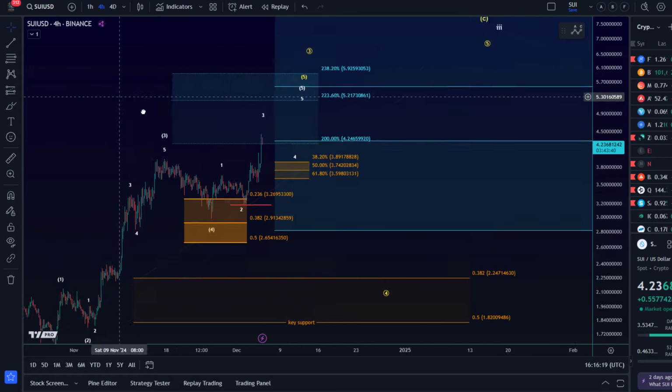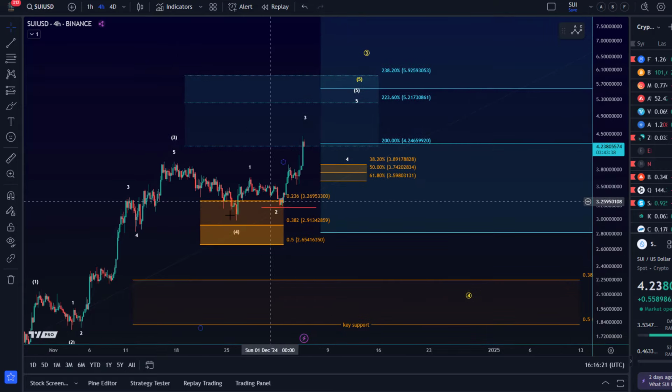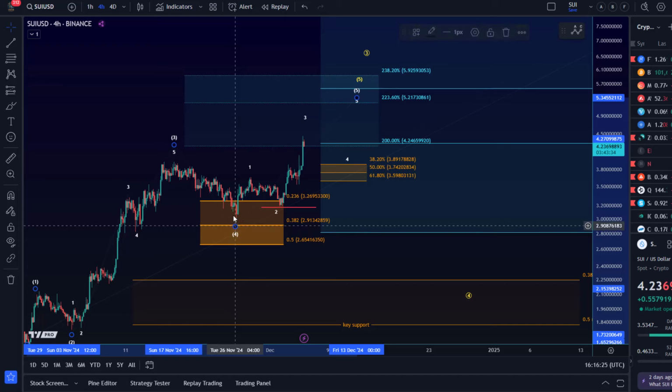If we dive into the microstructure, you can see the price reacted to our support region. That was our setup, an internal wave four. And the idea was already a few days ago that we might have started the fifth wave to the upside. Normally in these boxes, in these support regions, we are typically watching for a reaction, and that reaction also happened.